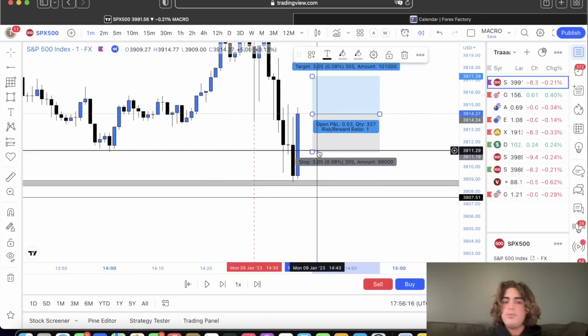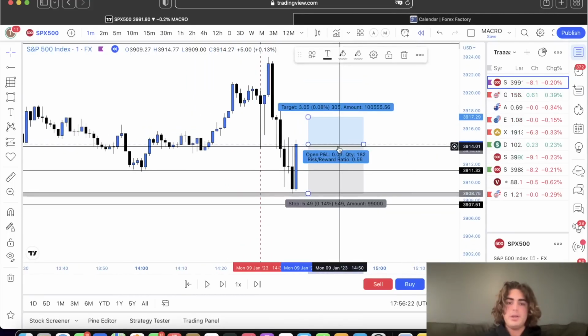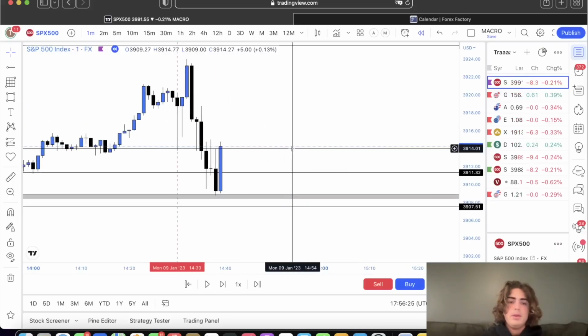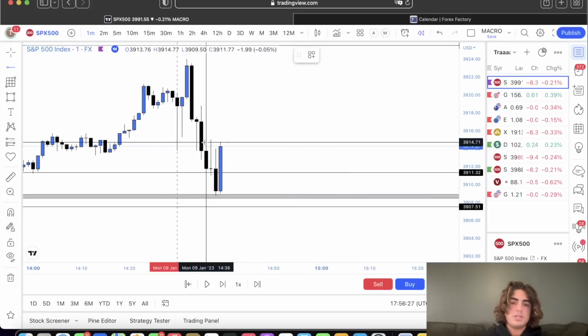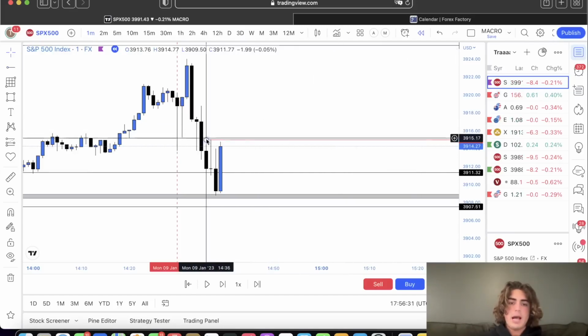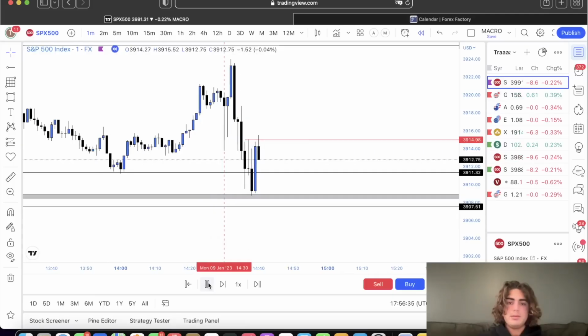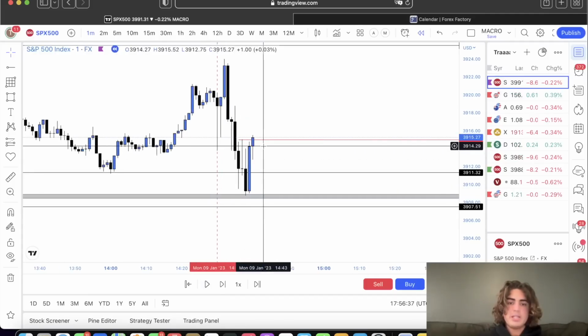Okay, we can wait for a potential break of structure for better risk reward, or we can even wait for order block entry. Let's say we want to wait for it. Where would we see a break of structure? Right here. Okay, this is our high. All right, so let's play it, see what market does. Okay, so we break structure.